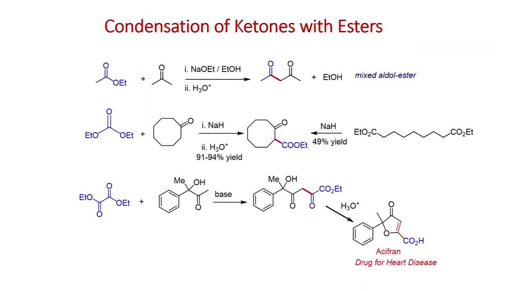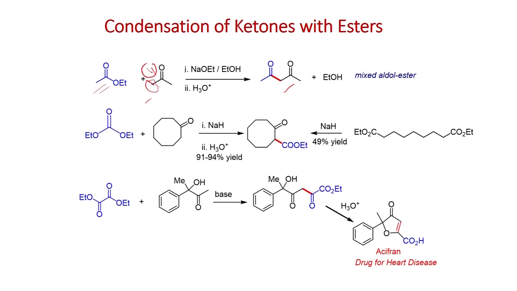Now let us look at some examples of the reaction of esters with ketones. Here the reaction of acetone with ethyl acetate is shown. This can be carried out in the presence of sodium ethoxide and ethanol to give the enolate, which can be converted into acetyl acetone by aqueous workup. If you look at these two, this is more acidic. This proton can be easily deprotonated compared to the ester.